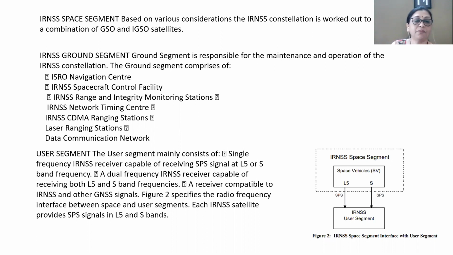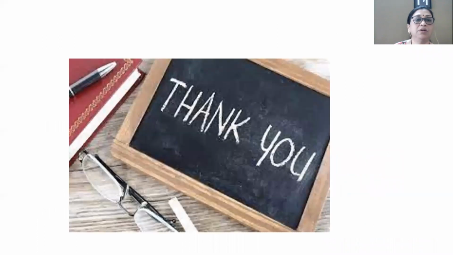Now, the user segment mainly uses two frequencies: L5 or S band frequencies are basically used. So dual frequency is used for this communication, as you have seen when we discussed the working of the GPS system. Okay, so this is what is about our Indian system. So this completes chapter number 2 of paper number 2.